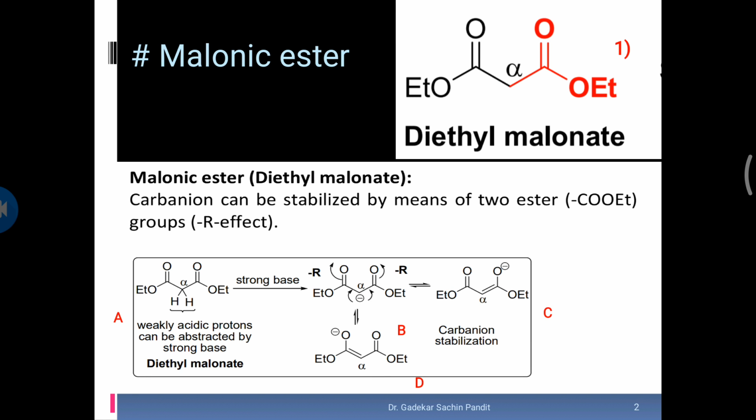In this reaction, malonic ester reacts with a strong base to form compound B. Compound B is the carbanion of malonic ester, and these anions are stabilized through resonance or the minus R effect, forming C and D types of carbanion stabilization of malonic ester.